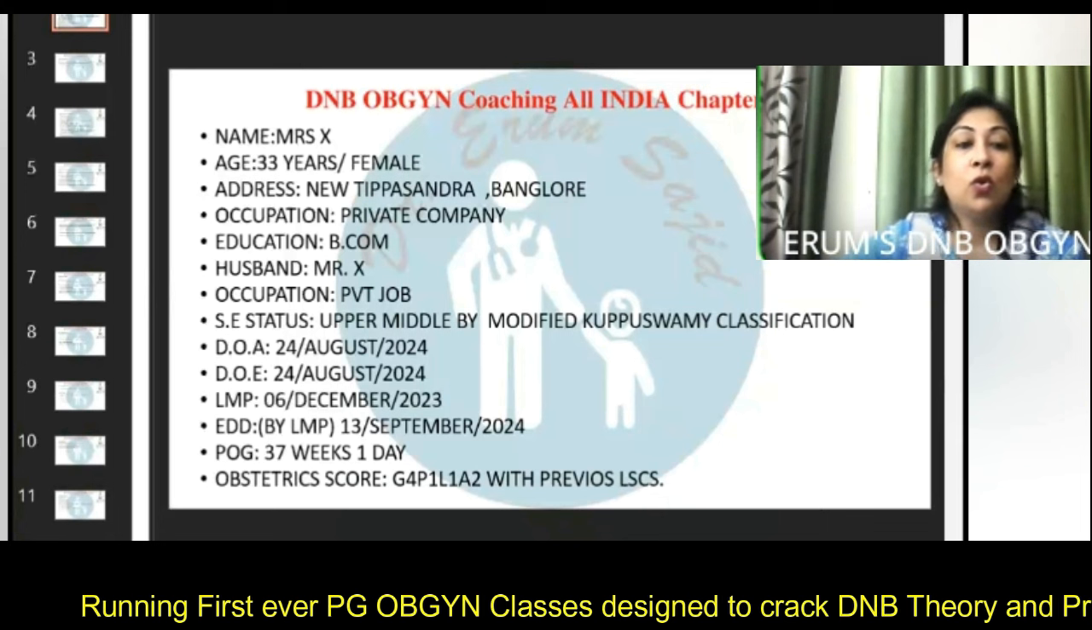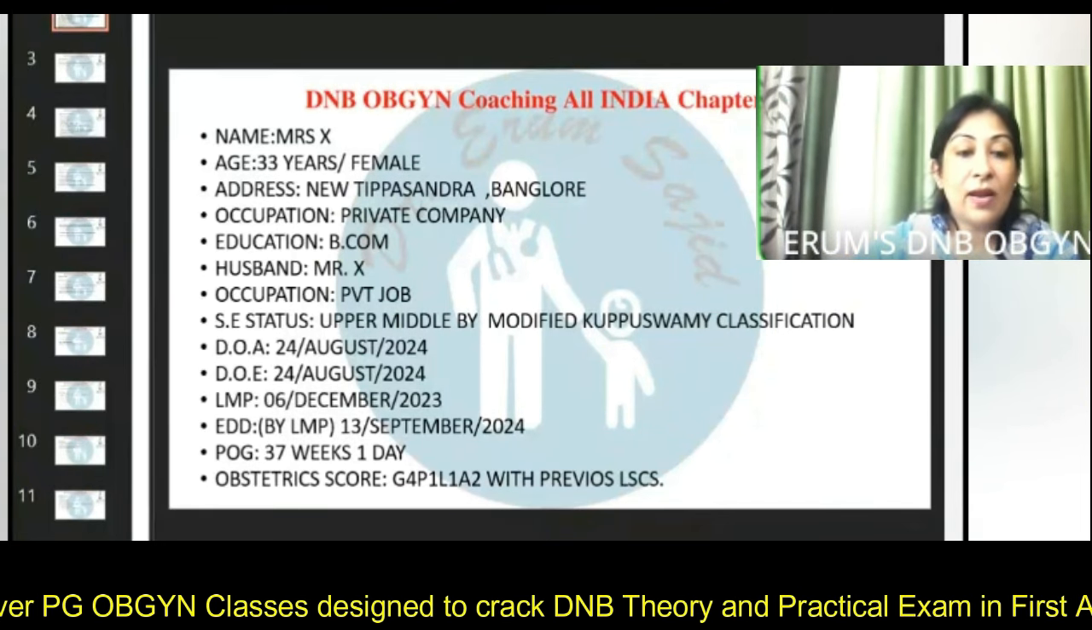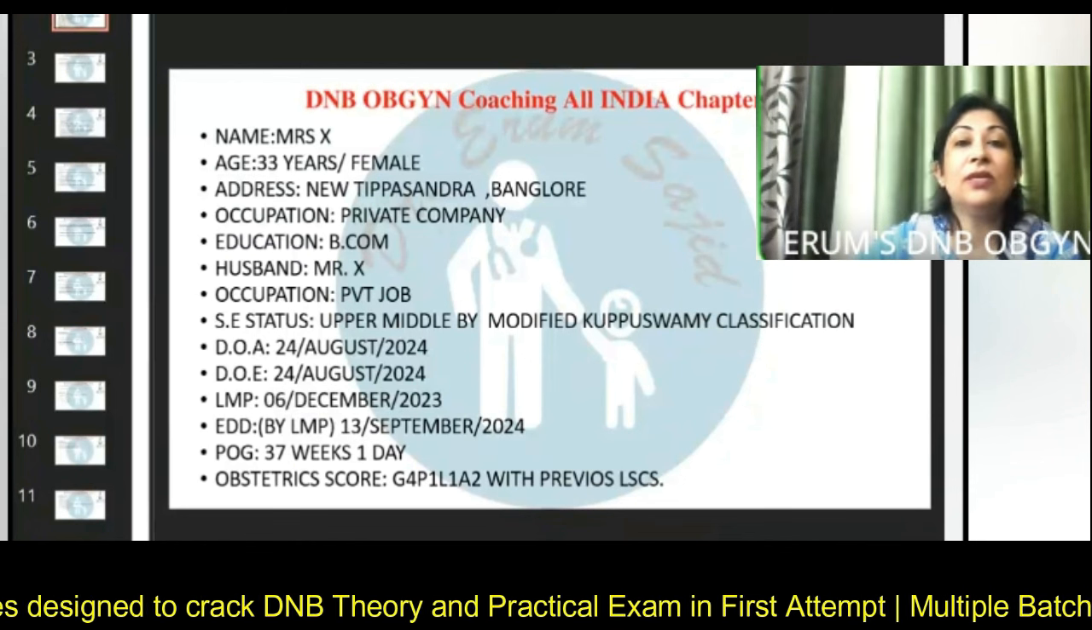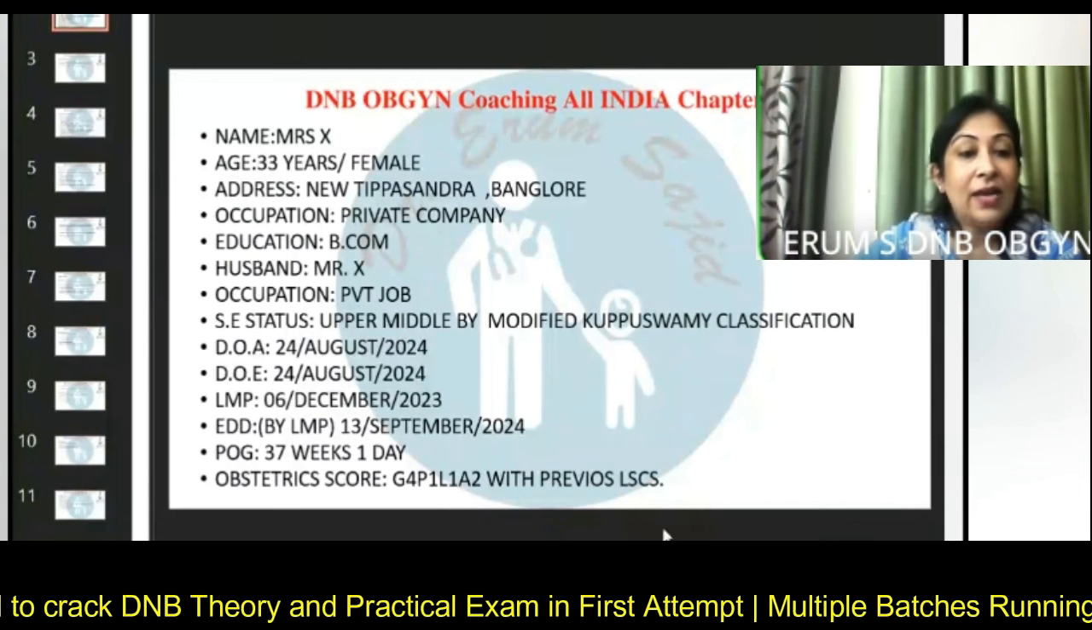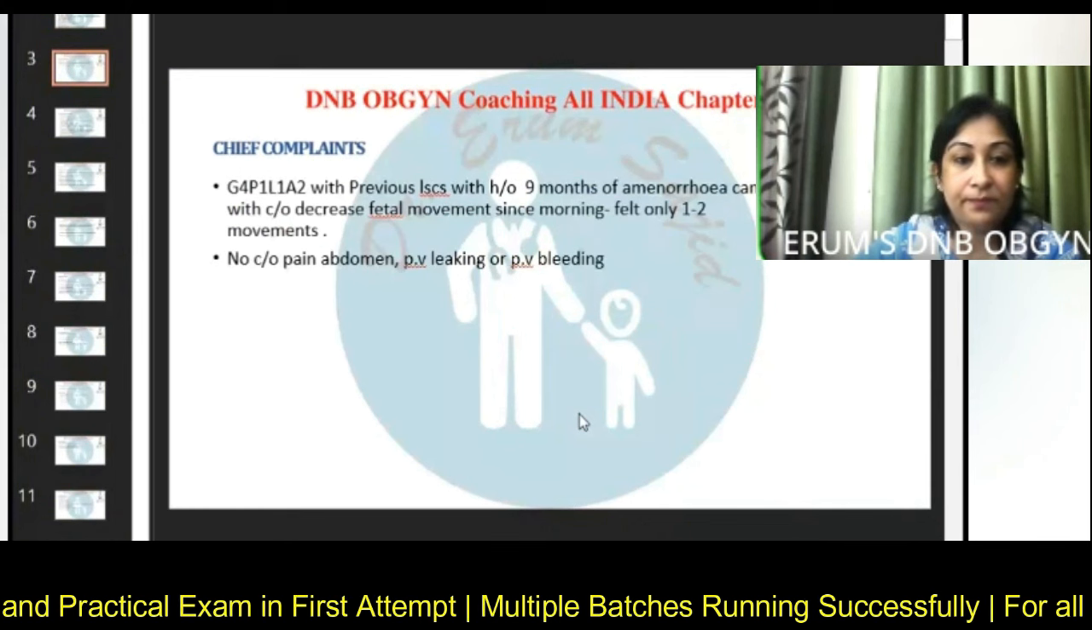Okay. So we have a patient who's 4th Gravida, Para 1, Live 1, and 2 abortions. Remember this history, and she's a case of previous cesarean. And right now she's 37 weeks, and okay, let's hear the complaints.